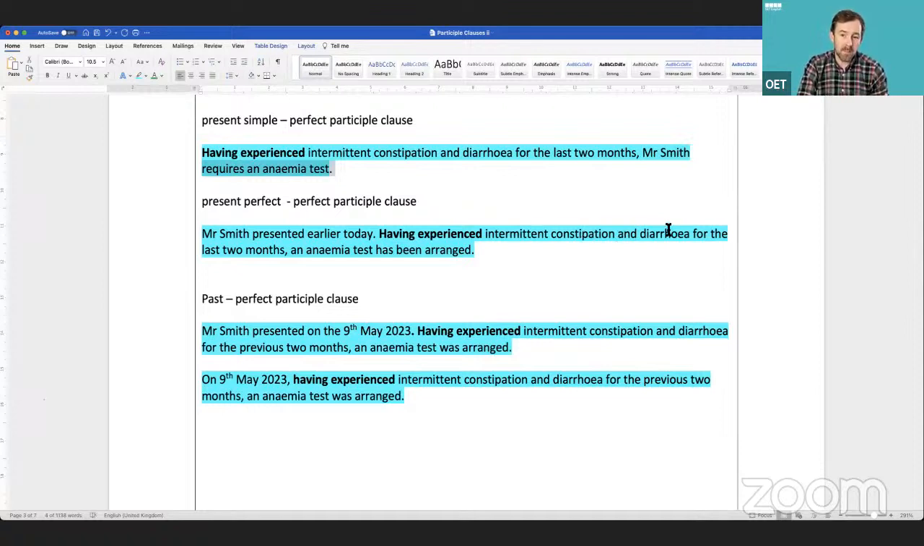But what this tells me is that, in this section here, this thing happened first. That's the whole point of perfect participle clauses. That's the whole point of it. This bit happened before the bit in the second clause.